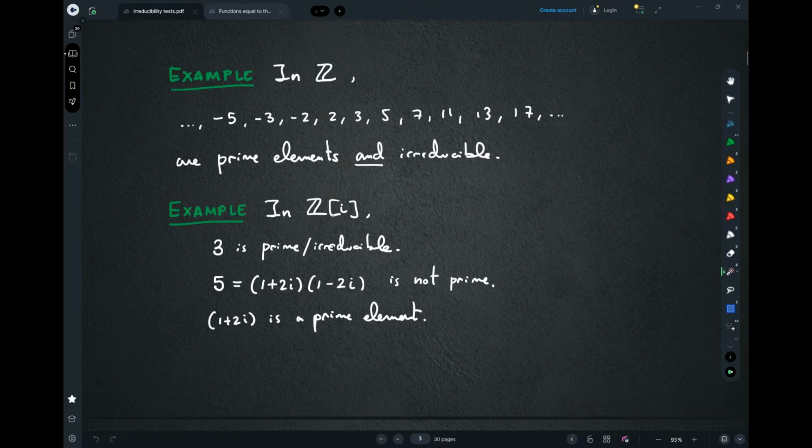In the Gaussian integers, Z adjoin i, it turns out that 3 is prime and irreducible, but 5 is not prime and it's not irreducible, because 5 can be written as a product of two numbers, 1 plus 2i and 1 minus 2i, and neither one of those is a unit. The units in Z adjoin i are plus or minus 1 and plus or minus i. So this is a non-trivial factorization, and that implies that 5 is not prime and it is not irreducible. However, this factor, 1 plus 2i, is a prime element, and 1 minus 2i is another prime element.